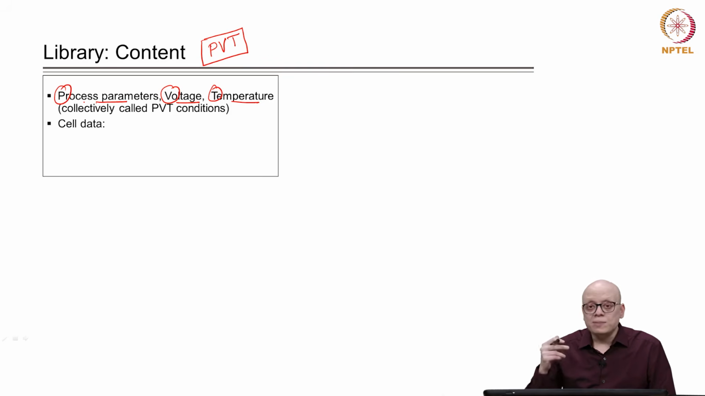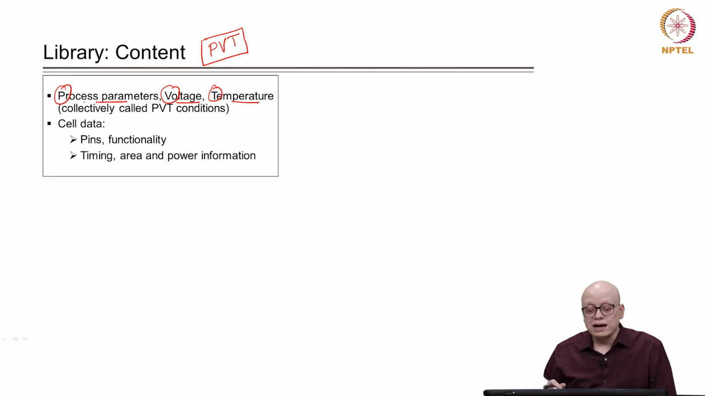Now, the library contains many cells, and therefore it contains cell data, and in cells we have various pins, right, and then pins will have functionality, and other information of timing, area and power for the cells will also be there at the cell level.